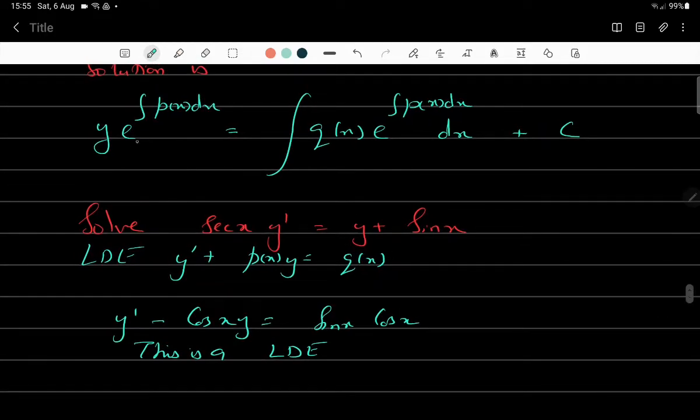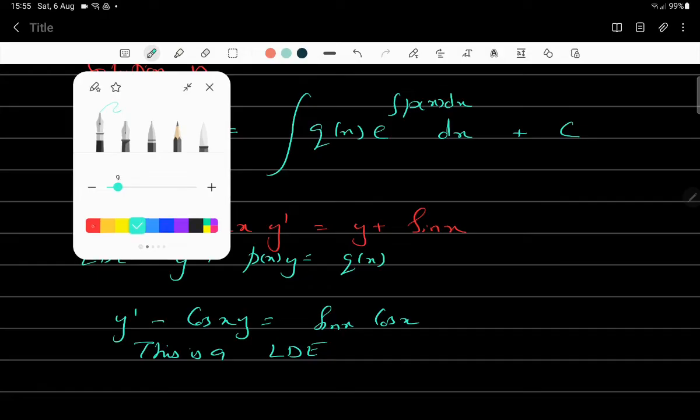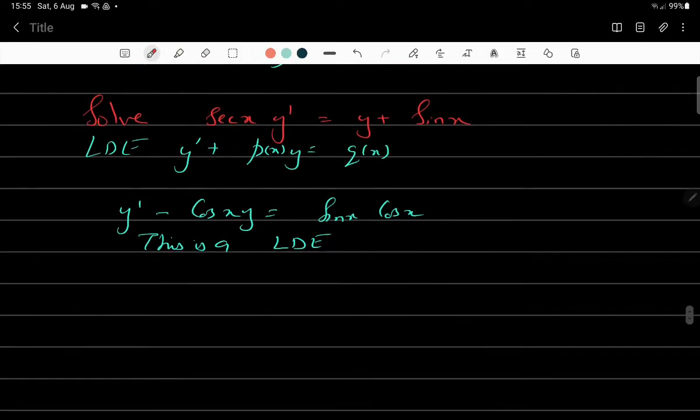To solve it, I need the value of e raised to the power integration p dx. So now e raised to the power integration p dx, what is p? Minus cos x, so therefore it becomes e raised to the power minus sin x.